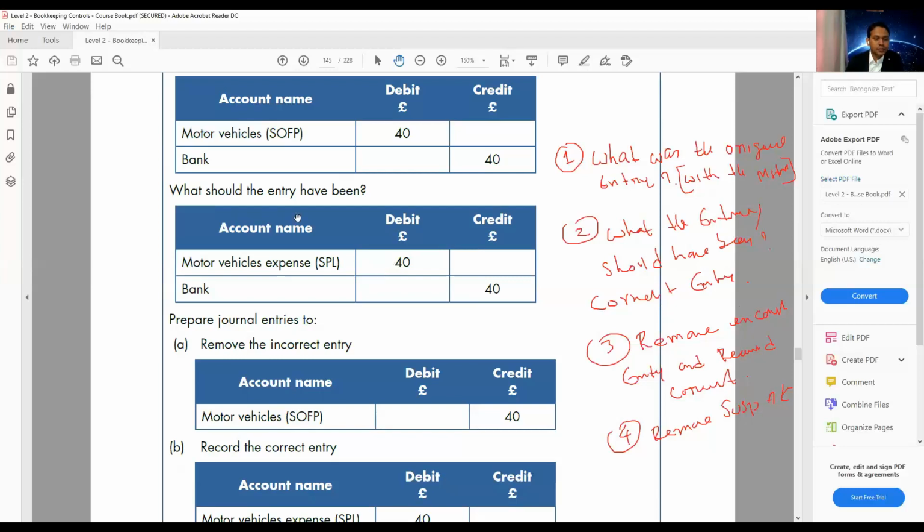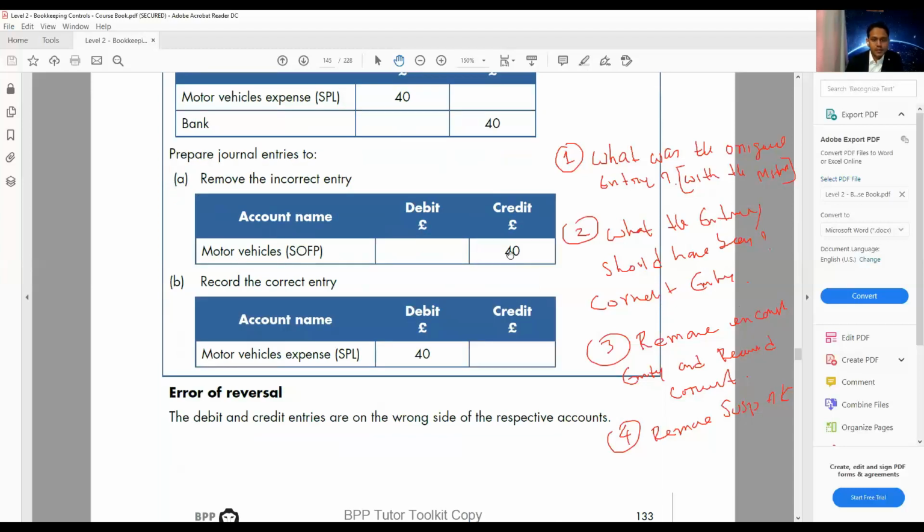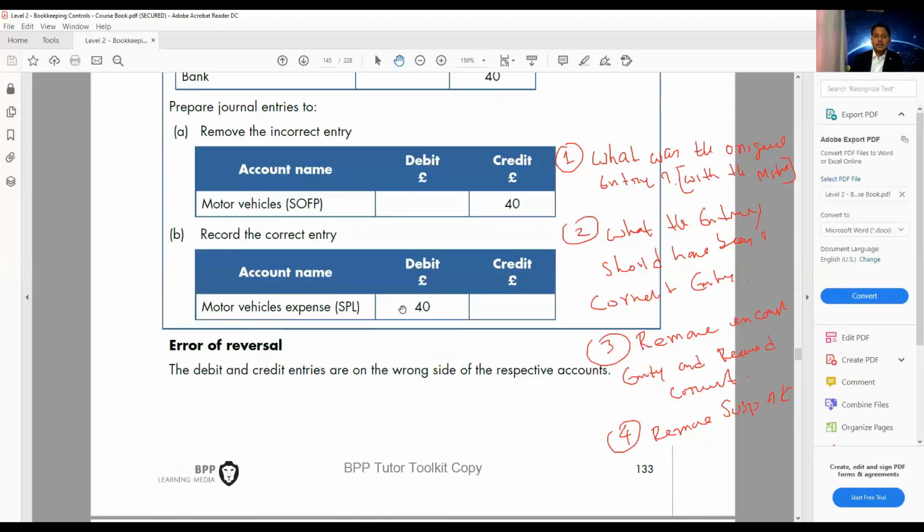That's it. Remove the incorrect entry. So motor vehicle, I make it credit. Motor vehicle credit 40, so motor vehicle is gone, before it was debit. And we record the correct entry, that is motor vehicle expense 40 debit. That's it.